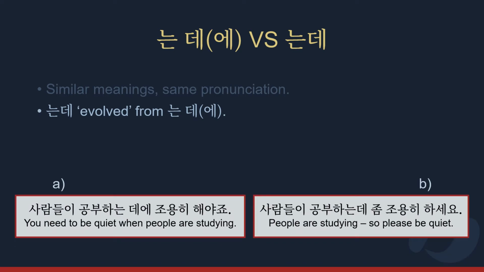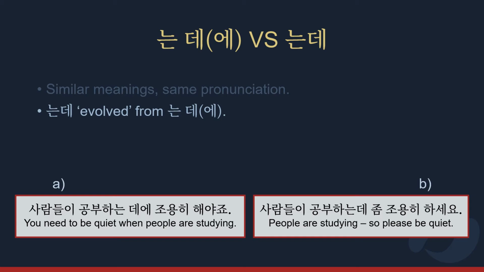A. 사람들이 공부하는 데에 조용히 해야죠. You need to be quiet when people are studying. B. 사람들이 공부하는데 좀 조용히 하세요. People are studying, so please be quiet.